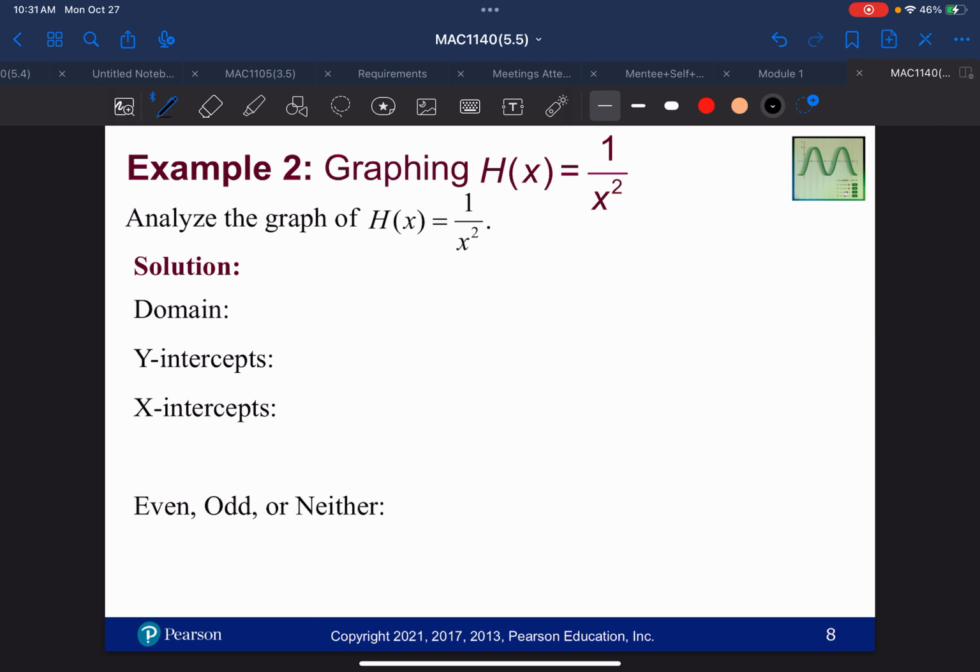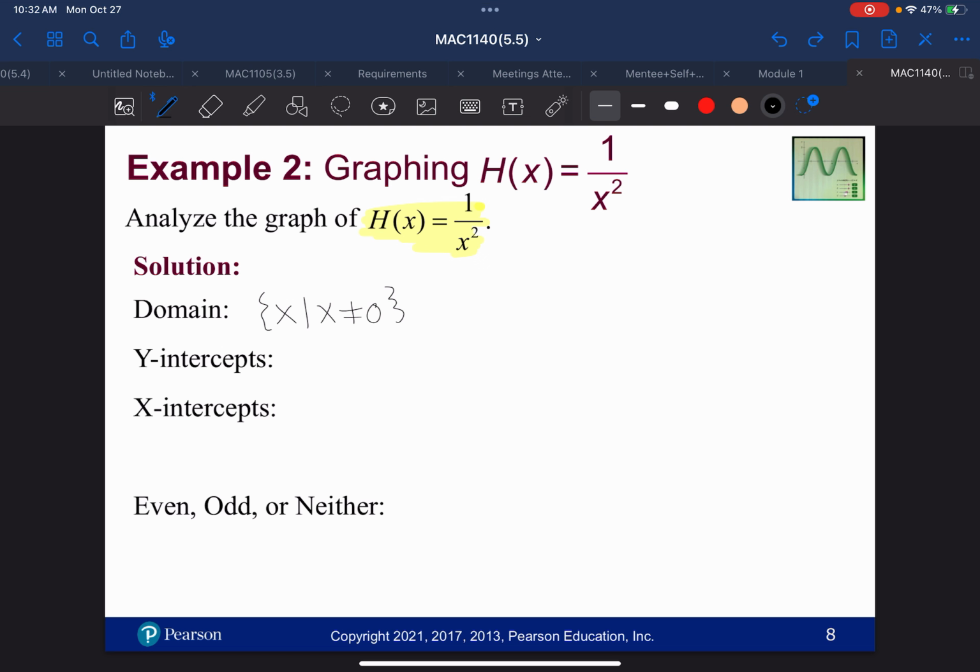All right, so let's analyze a few of these rational functions. The first one is the function h of x is equal to 1 over x squared. To analyze the graph of this function, first we're going to find the domain. The domain is the set of all x such that x cannot equal 0, because if I plug 0 into that denominator, then I'll get 0 in the denominator.